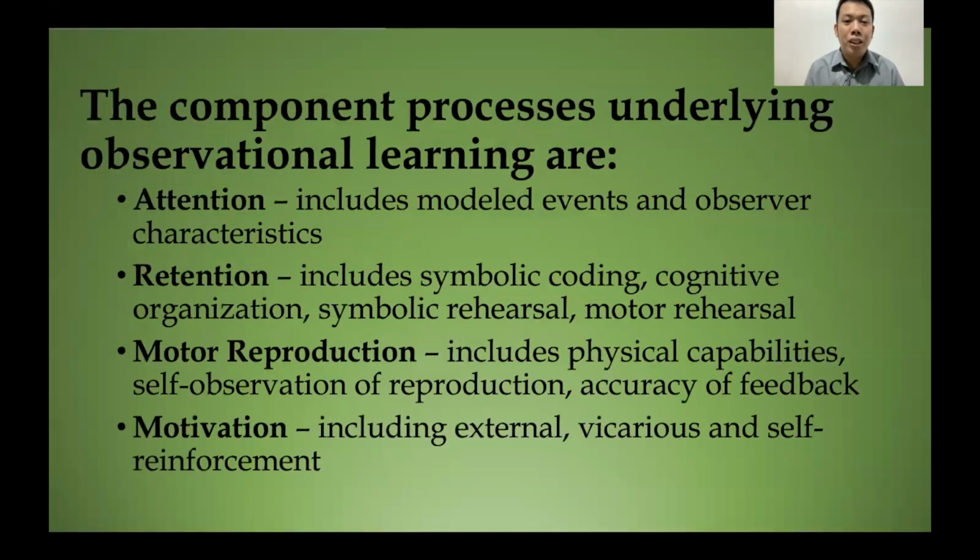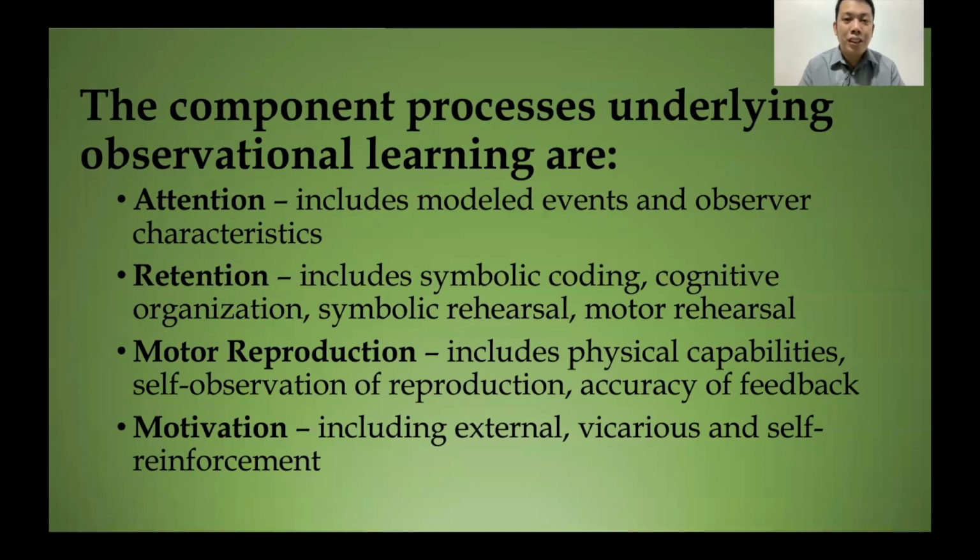So these are the components and processes underlying observational learning. First, the learner will perform this first process, which is attention. It includes model events and observer characteristics. So they're getting the attention. Let's say, for example, learners, these pupils in the kinder. So the teacher will model. Let's say the teacher will dance.